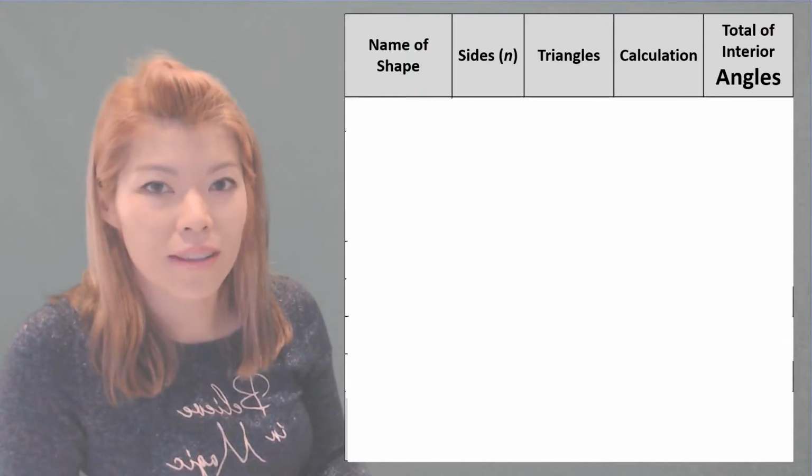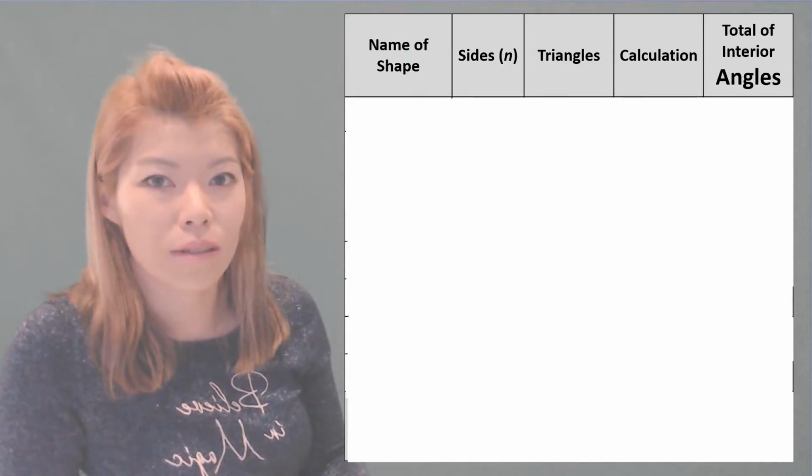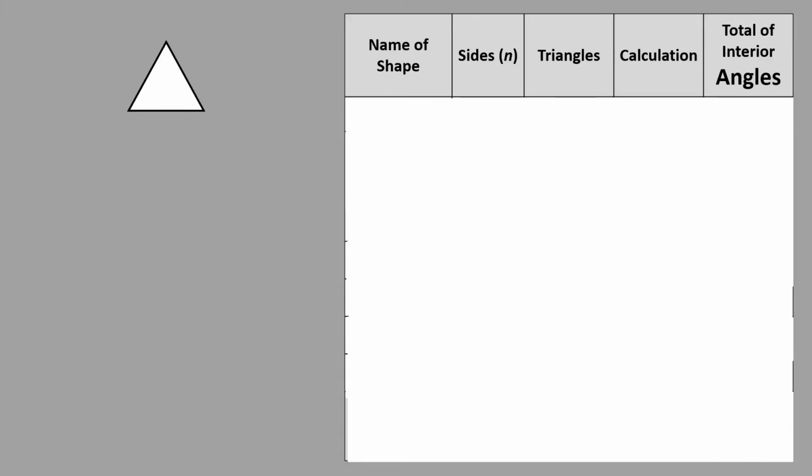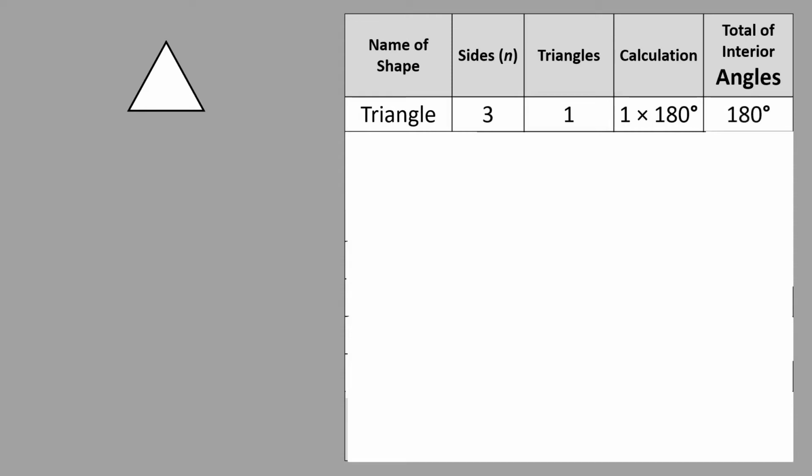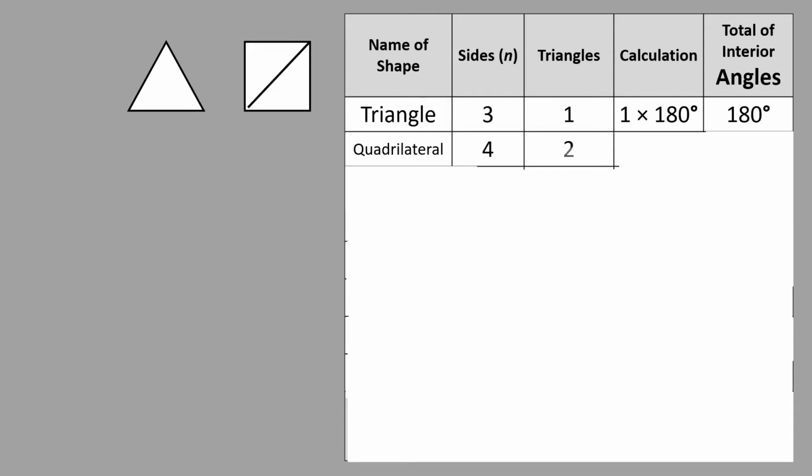Let's draw a table and summarize the sum of all the angles in each shape. The first shape we had a look at was a triangle. It has 3 sides and it's made out of 1 triangle, and the total of the interior angles is 180 degrees. So all the angles inside add up to 180. The next shape we had a look at was a square or rectangle or any 4-sided shape. And these quadrilaterals had 4 sides and it can be cut into 2 triangles. So the total interior angle was 360 degrees.